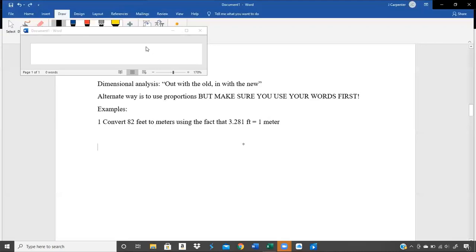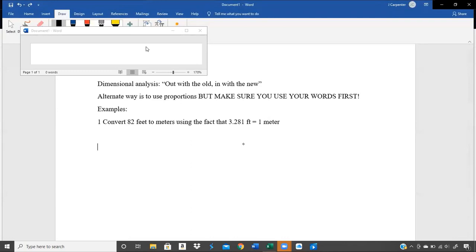So we're going to convert 82 feet to meters using the fact that 3.281 feet is 1 meter. So I've given you the conversion factor again in your homework problems. If you just hit the view an example or help me solve this, you can find those as well. Otherwise, you go to Google. Otherwise, you go to your textbook.